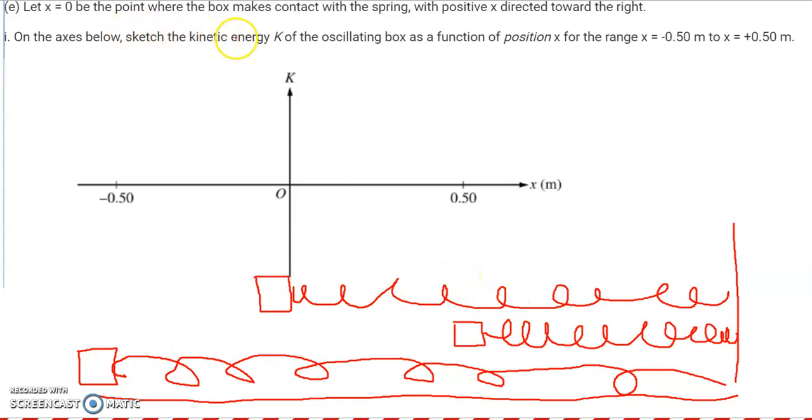On the axis below, sketch the kinetic energy of the box. We know that at this point and at this point, what are the velocities at these 2 points? The velocities at these 2 points are 0. And the velocity at this point is the maximum, right? It's going to be traveling the fastest right in the middle. So we know the velocity here is 0. The velocity here is 0. And here we have some sort of maximum velocity. So your graph should look something like this. Perfect.